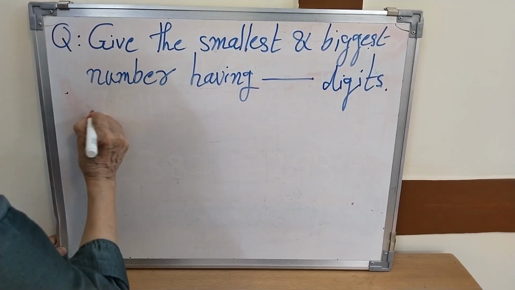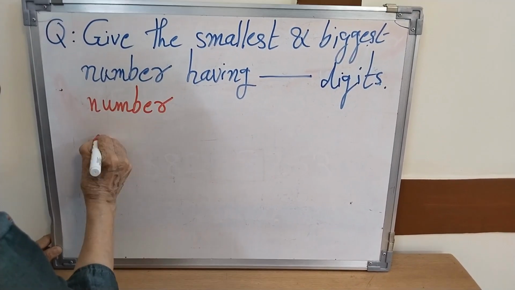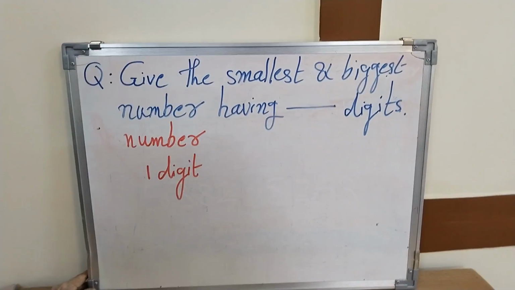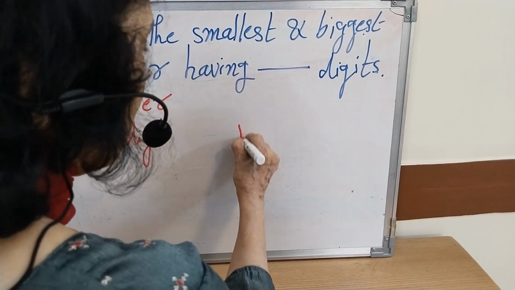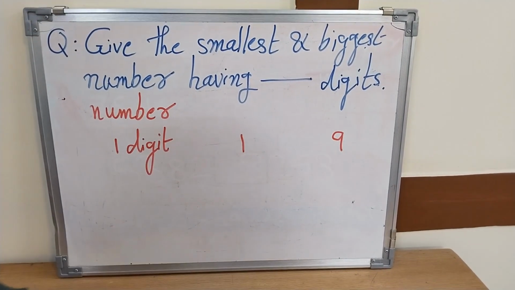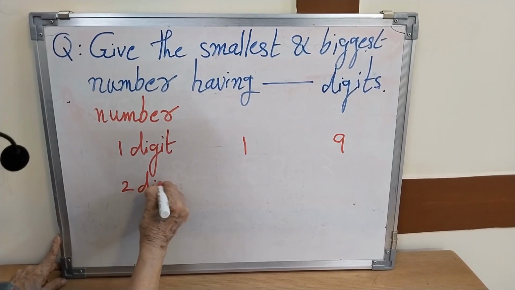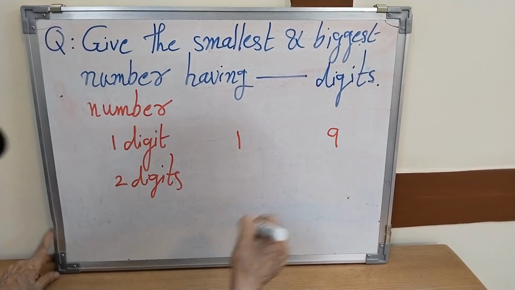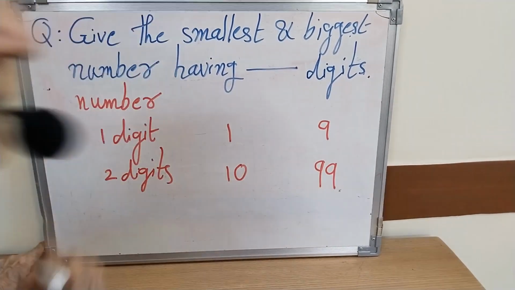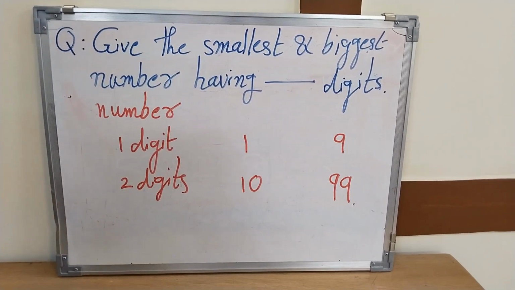Now we know that a number having 1 digit starts with 1 and ends with 9. Because after 9 comes 10, which becomes a 2-digit number. A number with 2 digits will start with 10 and end with 99. Because after 99, if we add 1, it becomes 100, that is a 3-digit number.